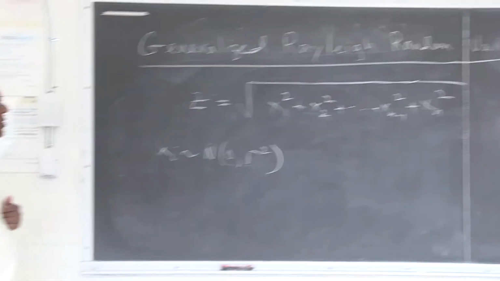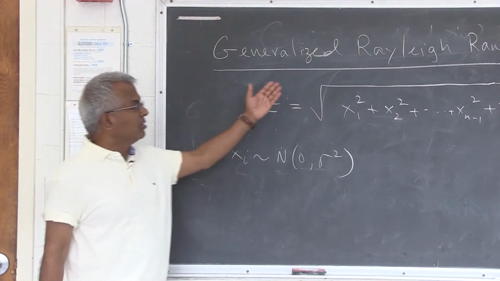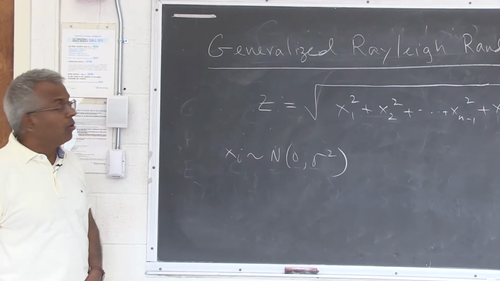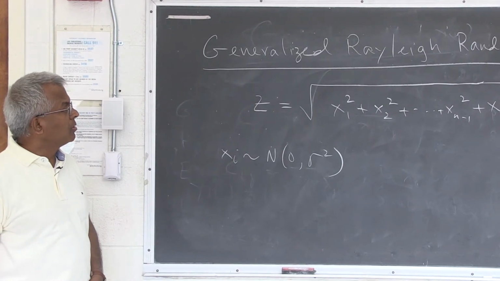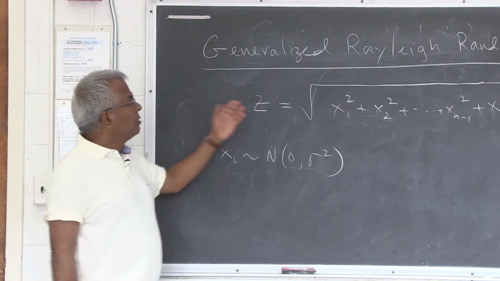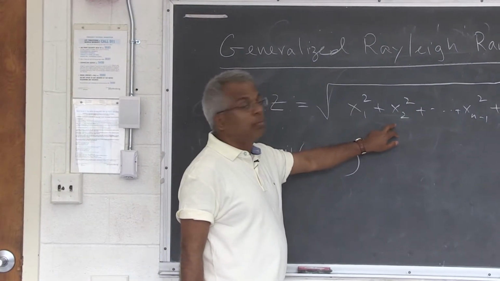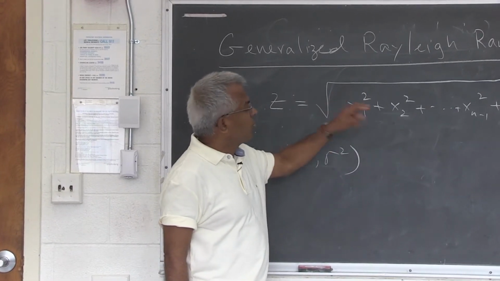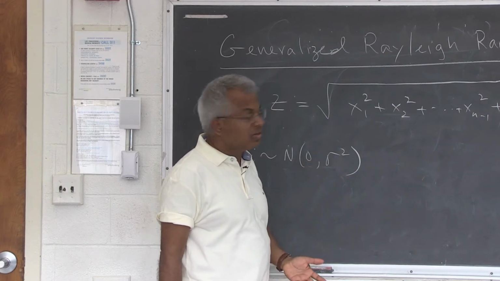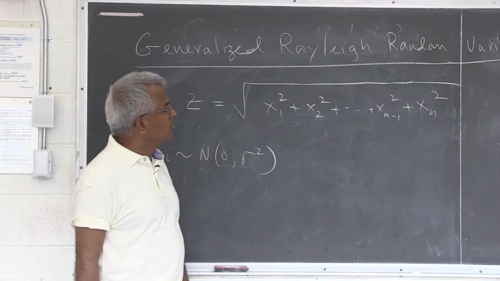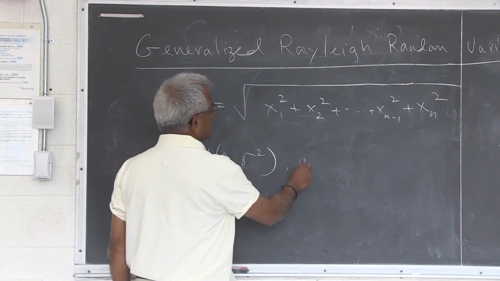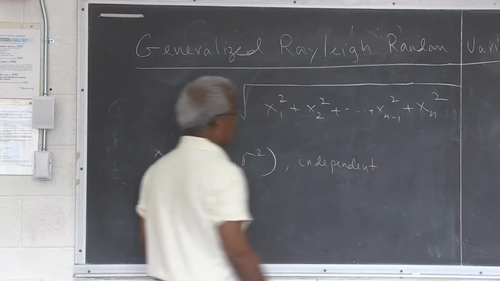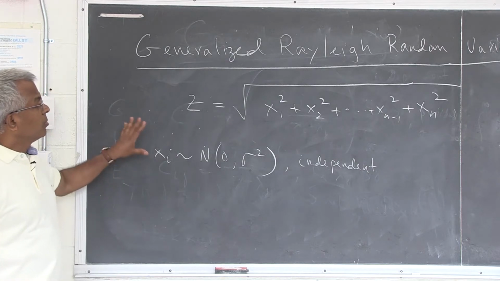One way you could think of this is to consider a random vector with x1 through xn, and this is the Euclidean norm. In the case of 2, we know that if x1 and x2 are independent Gaussian random variables with 0 mean and variance sigma squared, then the square root of x1 squared plus x2 squared is Rayleigh. That's why I have decided to call this generalized Rayleigh.